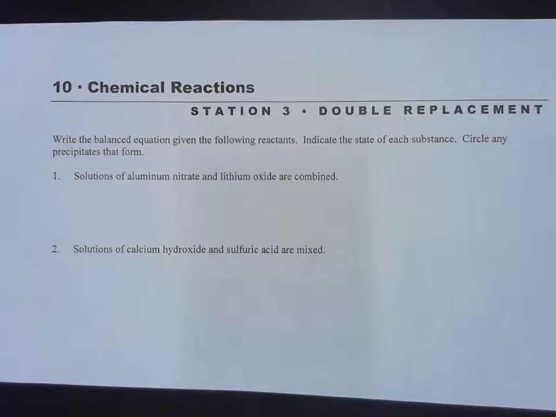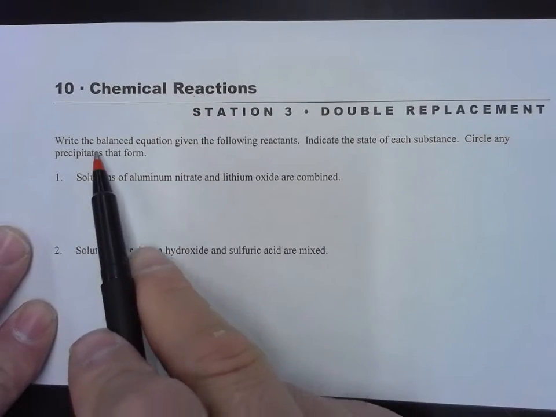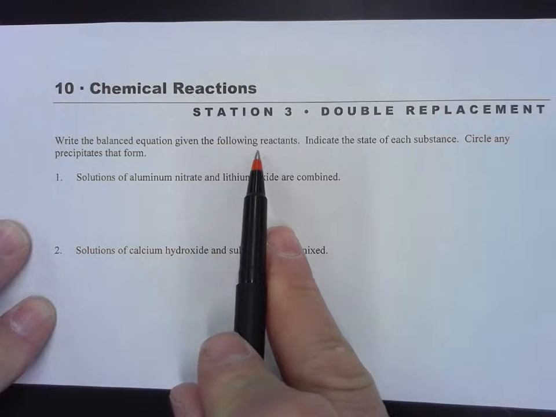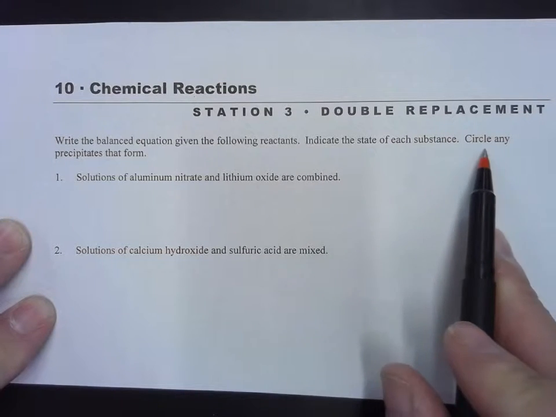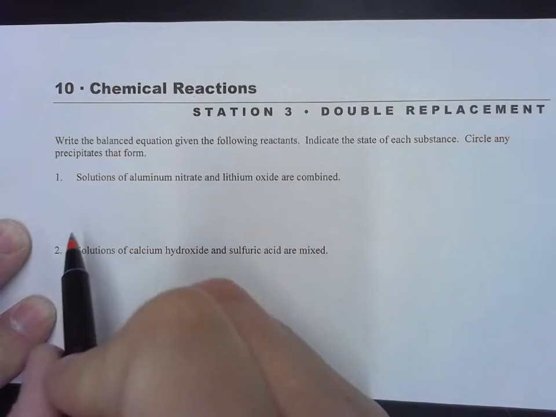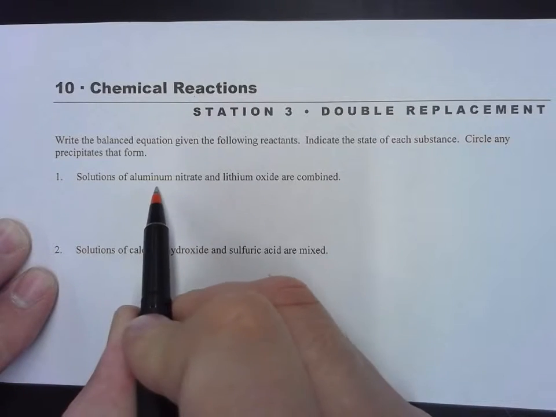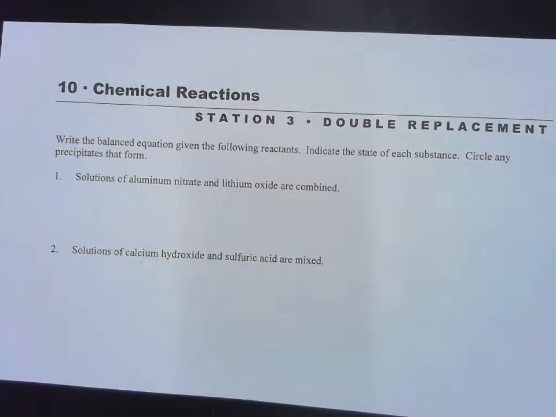Okay, solutions video 10, 9-station review, part 2. Write the balanced equation. Given the following reactants, indicate the state of each substance and circle any precipitates that form. Solutions of aluminum nitrate and lithium oxide.